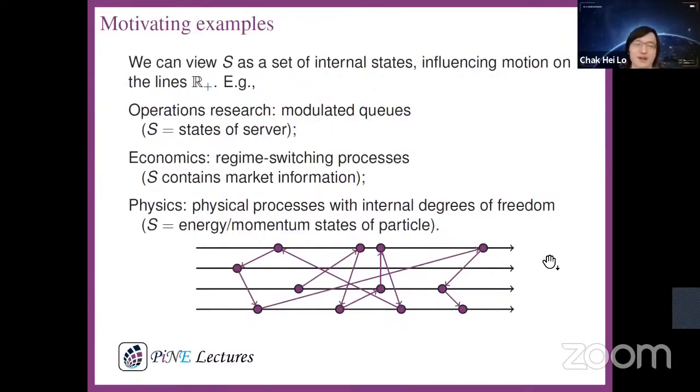Right, so there are some applications of this model. So why is this model useful? It actually has quite a few real applications in various places. So we can view S, the vertical component here, as a set of internal states which influence the motion on the lines R plus. So for example, in operations research, we can have modulated queues. Okay, so S is the state of the server. So say in state one, it moves in a certain way, in state two it moves in a certain way, but then the states interact with each other.